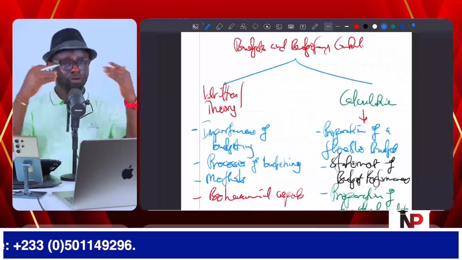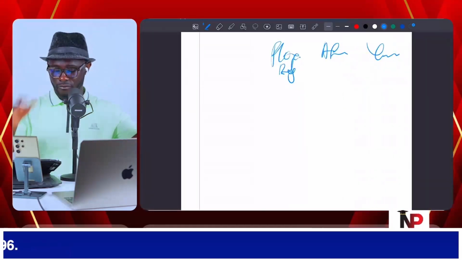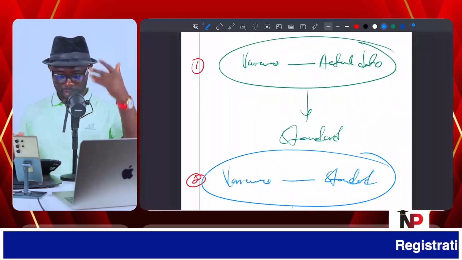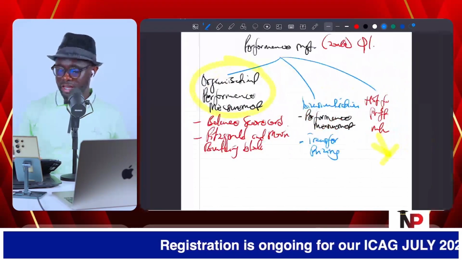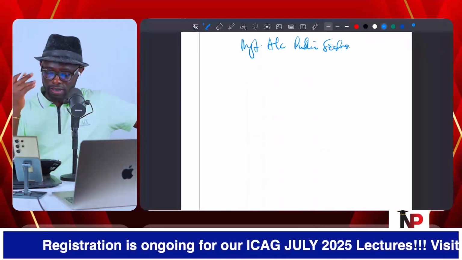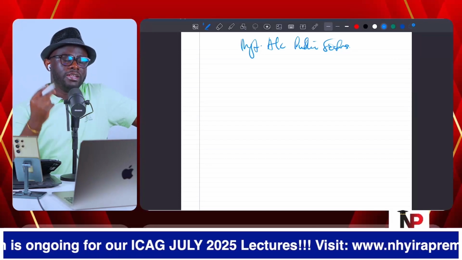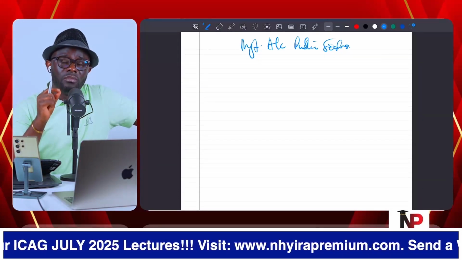Once you are okay with these, then you can start contemporary issues, budgeting, variance analysis, and then certainly short-term decisions, a lot of things there. Then you can come to performance measurement and then the management accountant role. These are the things that you must understand about management accounting.